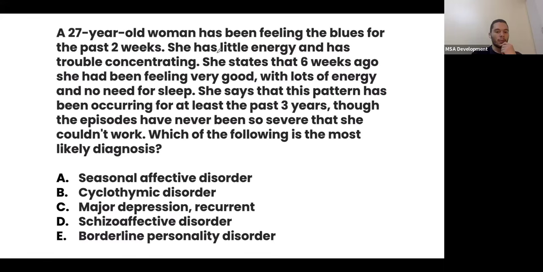A 27-year-old woman has been feeling the blues for the past 2 weeks. She has little energy and has trouble concentrating. She states that 6 weeks ago she had been feeling very good with lots of energy and no need for sleep. She says that this pattern has been occurring for at least the past 3 years, though the episodes have never been so severe that she couldn't work. Which of the following is most likely? Like you said, cyclothymic disorder. And we said, what was the cutoff point for it? How many years? 2 years. For more than 2 years, and it's stated in this question, it's been 3 years. Excellent.